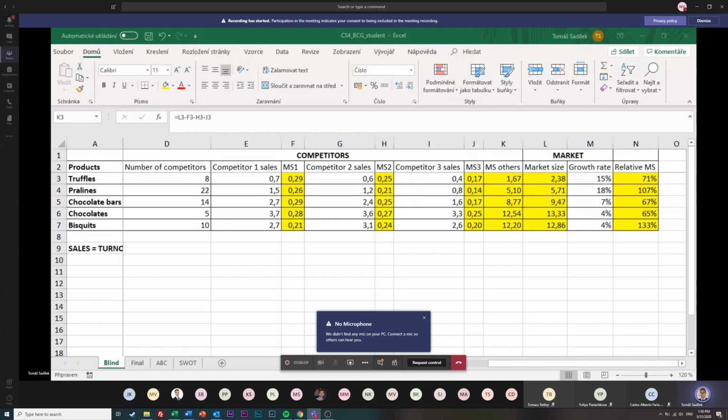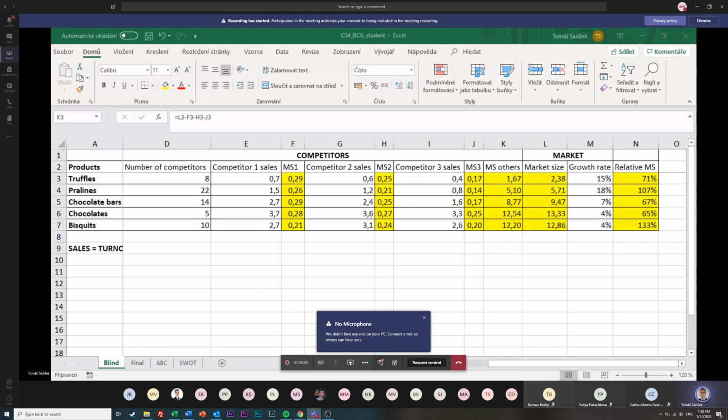Oh, sorry. I can see the comment from Carlos. Yes, Carlos, you're right. It was my mistake. So the market share of others should not be the market size minus the market shares 1, 2, and 3, but 1 minus the market shares of 1, 2, and 3. So once more, sorry for this, this is my mistake. So 1 minus 0.29 minus 0.25 minus 0.17, and then this is the market share of others.